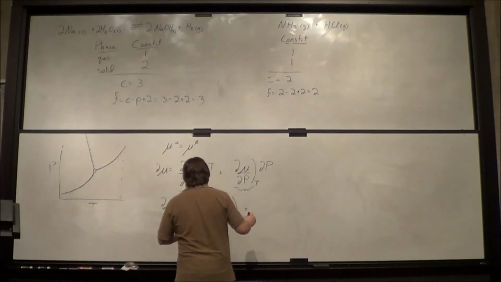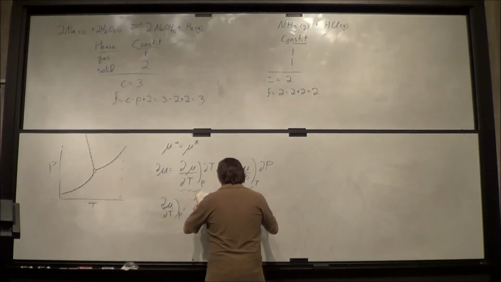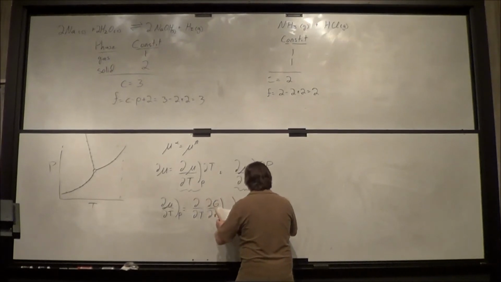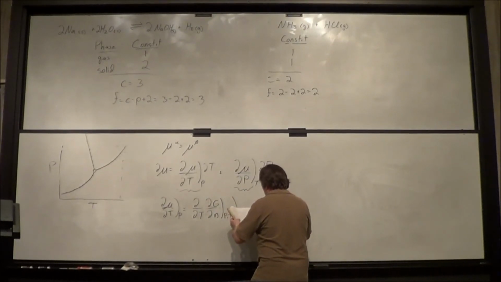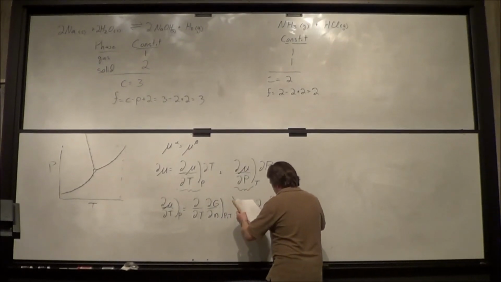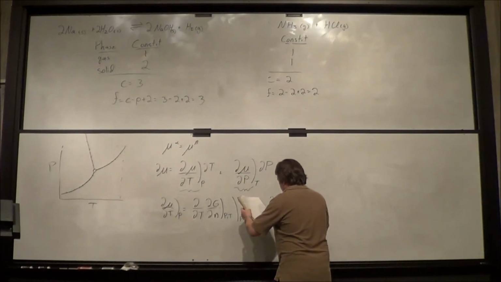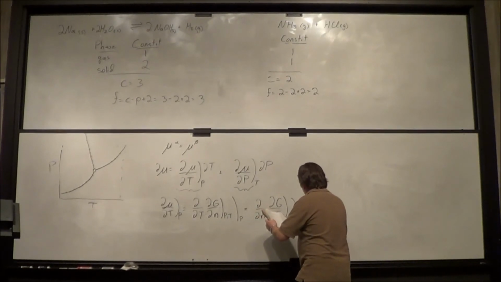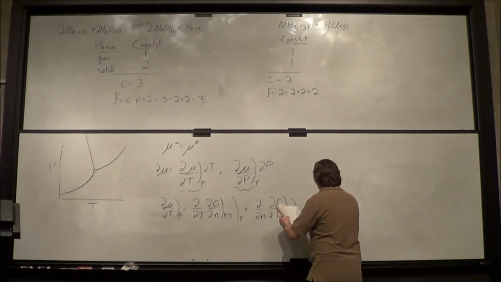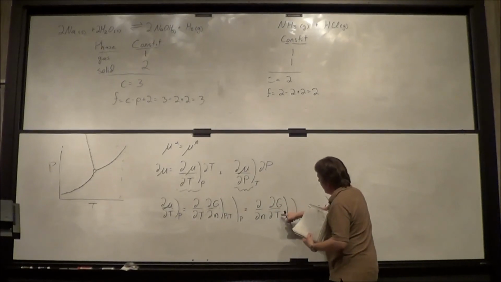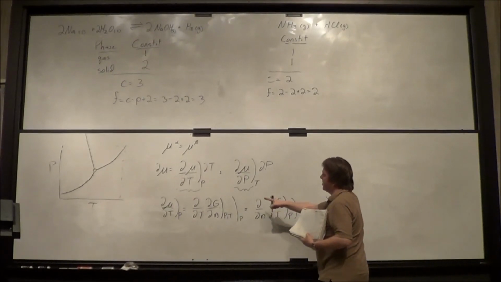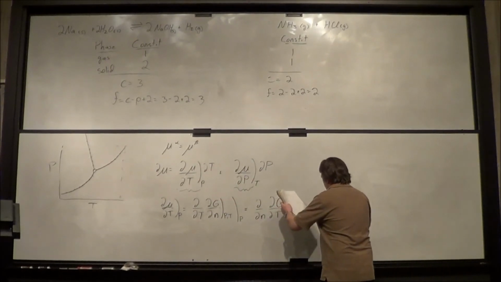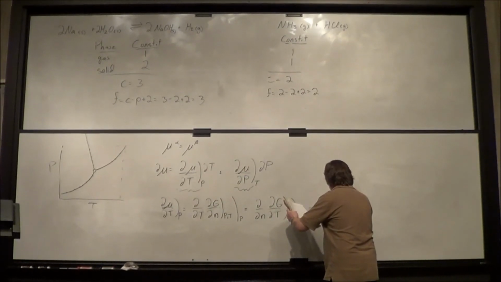All right, what I'm going to do is switch these. I'm going to use the Euler principle of exactness, so I'm permuting the order of differentiation. And I remember well enough to know that this, if this is the delta G form, is minus entropy.